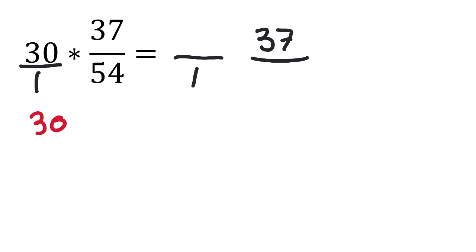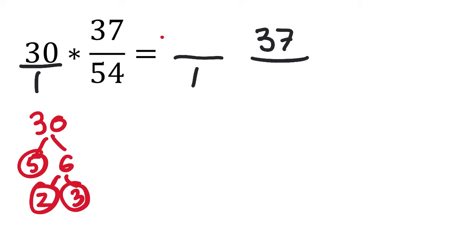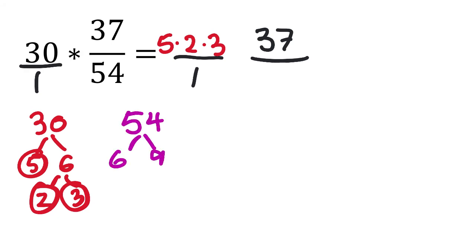Okay, so that's my numerator of this first fraction. It's going to split up, I'll say, into 5 and 6. 5 is prime. 6 though splits up into 2 and 3, both of which are prime. So there I've got 5 times 2 times 3. That's my numerator. And then the 54 in that denominator there, I'm going to split this up into, I'll say 6 and 9. So 6 splits up into 2 and 3, both of which are prime, and then 9 splits up into 3 and 3.